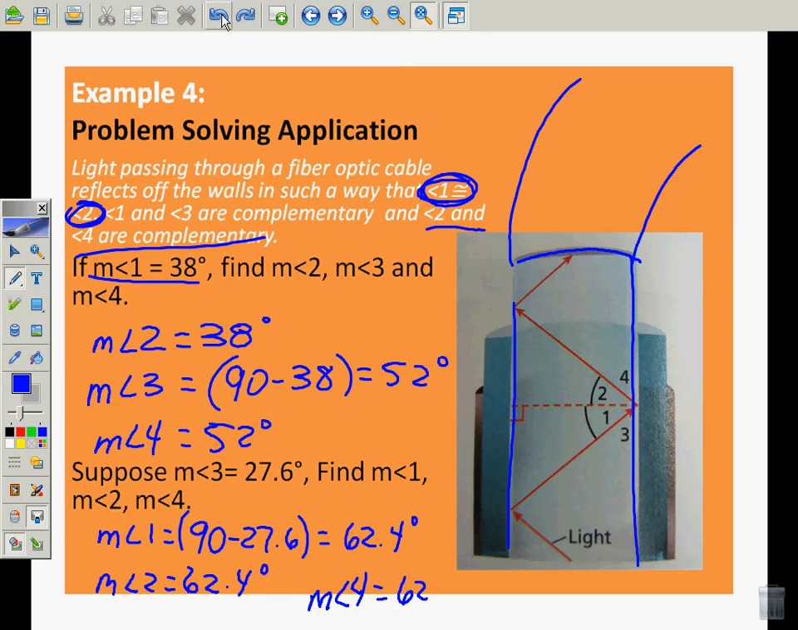is not 62.4. The measure of angle 4 would be the same as the measure of angle 3. So the measure of angle 4 is 27.6 degrees. Notice they kind of go together, and this is a 90-degree angle, so they're complements like that. And so if 1 and 2 are congruent, as we see as they're marked, then these two must be congruent also. Okay, that's how that works. There's a problem-solving application for you.